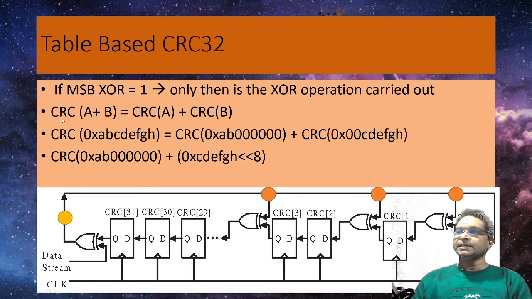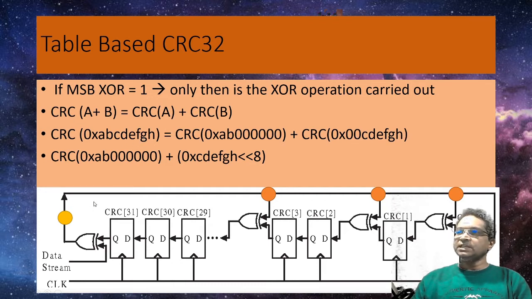The second part is that the math CRC works on is such that CRC of A plus B equals CRC of A plus CRC of B. Let's take an example. If you were to compute CRC of 0x, some digits A, B, C, D, E, F, G, H, these are not hexadecimal digits, just placeholders, then this can be written as CRC of A, B, 0, 0, 0, 0, plus CRC of 0x, 0, 0, and C, D, E, F, G, H.